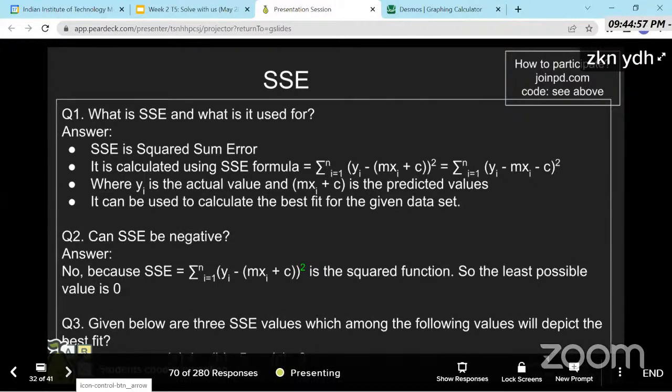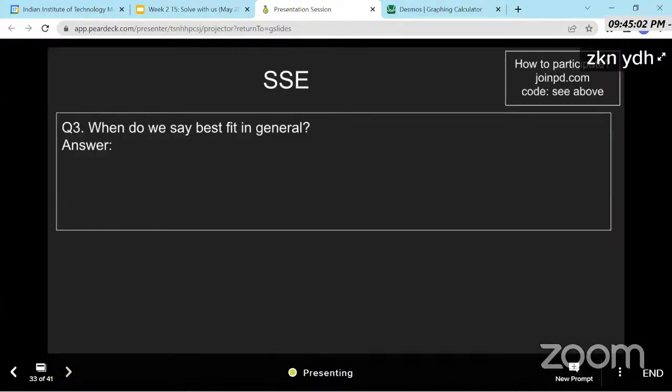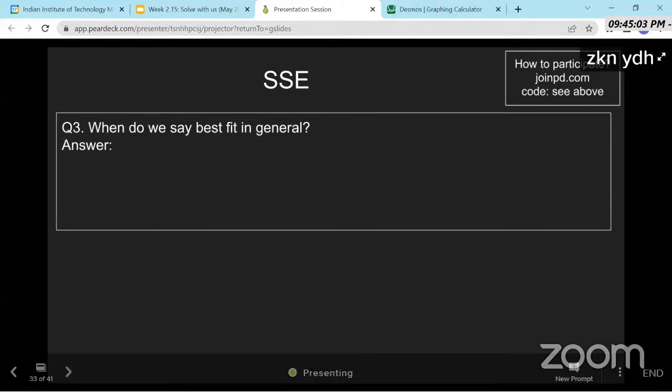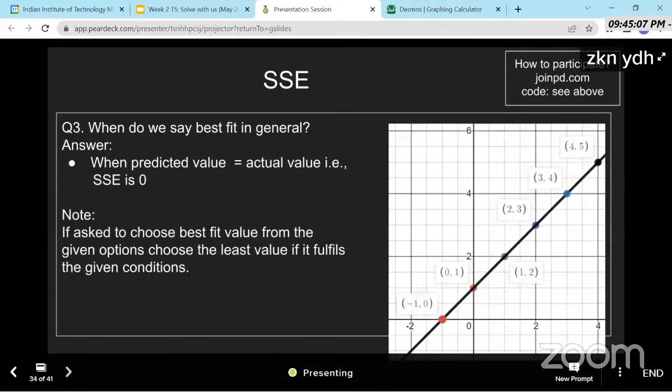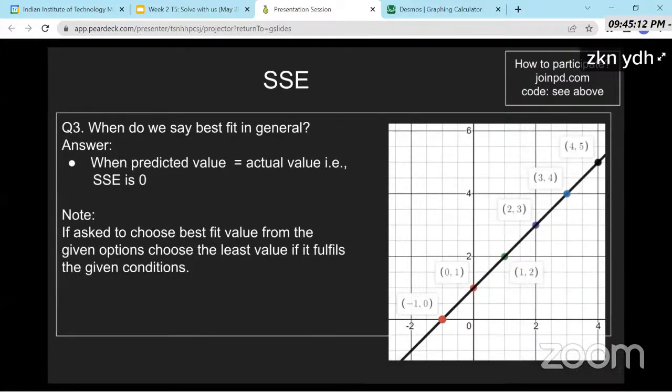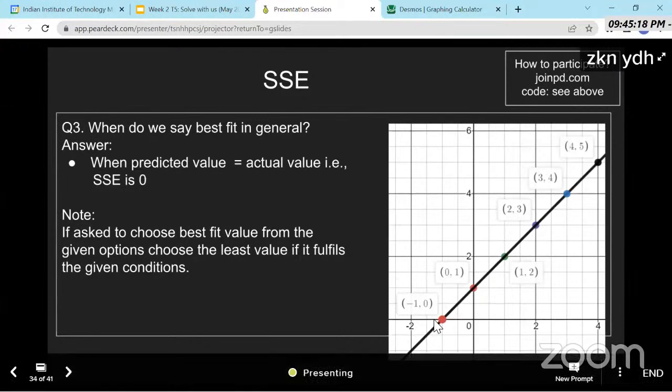Okay, do not worry. Even if you're having those doubts, they will all get cleared in this particular question. So when do we say a best fit in general? All of you agree with me that whenever the predicted value equals the actual value, at that point you find that SSE is 0, and then you say that this is the best fit.